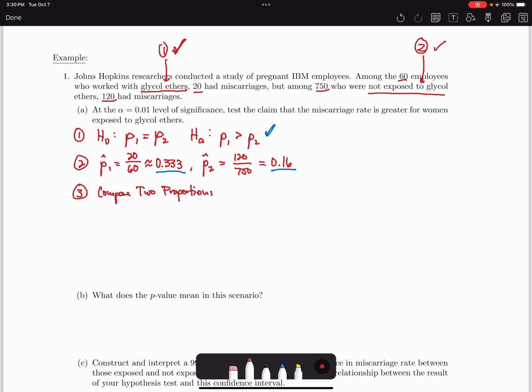When we do that, we'll have to enter in the sample size for both groups. So for group 1, the sample size was 60. And we'll also have to enter the number of successes for both groups. So for group 1, sample size was 60 and number of successes was 20. For group 2, the sample size was 750 and the number of successes was 120. So let's head over to Art of Stat and see what we get.